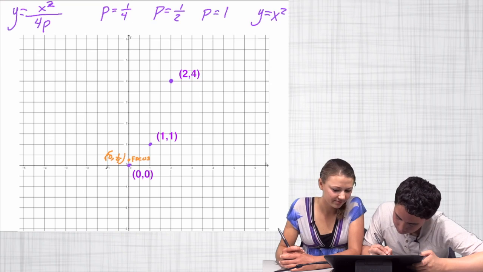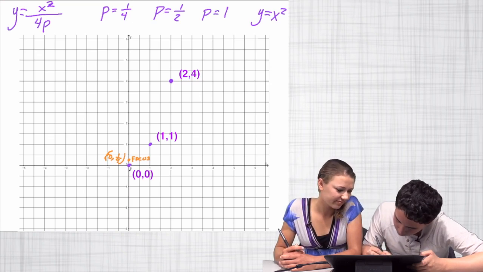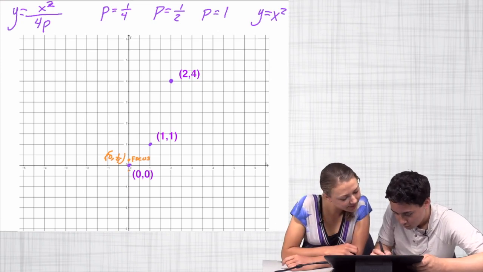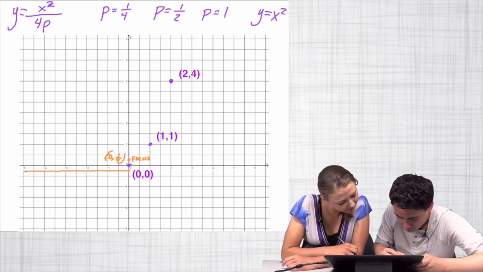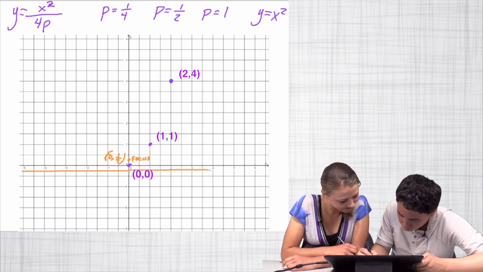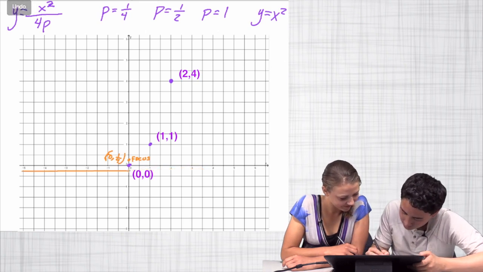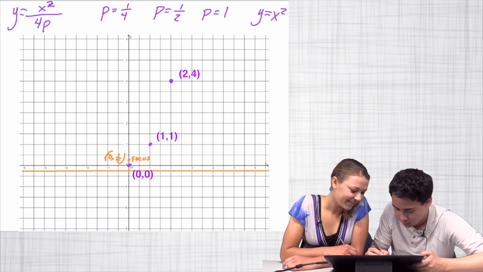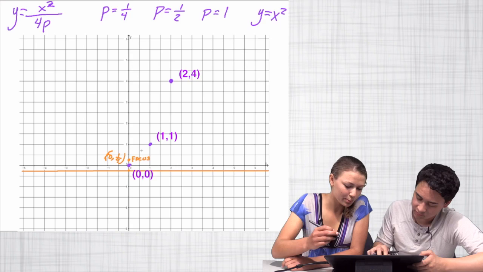And where would the directrix be? Down the line. Right here. Yeah. And why is that? Because our point has to be equal distance from our focus and our directrix. And if this is one of our points, it has to be equal distance from both of them.